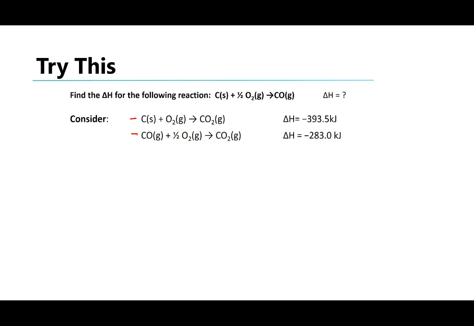We're going to look at the reactants first, and we see carbon is on the reactant side and so is oxygen. What I like about this first reaction is it also has carbon and oxygen on the reactant side. So I'm just going to carry that reaction down as is. The second reaction, however, has carbon monoxide on the reactant side, and I want it to be on the product side. So I'm going to reverse this reaction and carry that reaction down. Remember, when we reverse the reaction, that changes the sign of enthalpy. We'll check that out in a second.